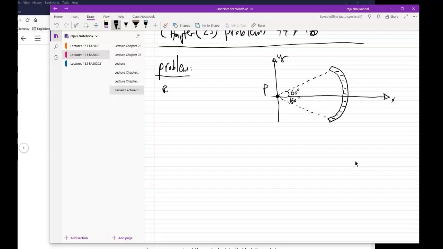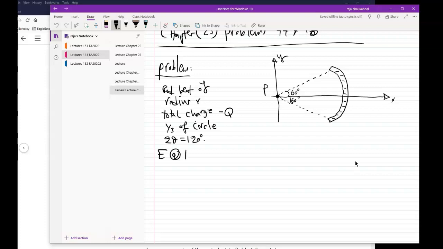I have a rod bent of radius r. It's a plastic rod. The total charge on it is minus big Q, okay? And it is a third of a circle, as you can see. And the angles, of course, here theta or 2 theta is equal to 120 degrees, okay? I want to know what is the electric field at P. That's basically the question, okay?